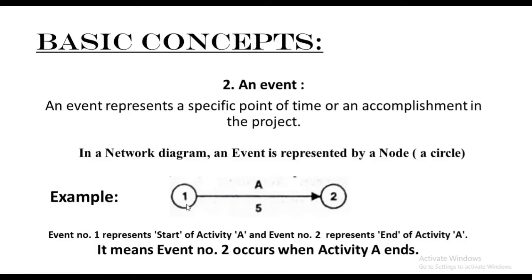event 1, the circle with node 1, represents the start of any activity. In this case, we have been given activity A, and event number 2 represents the end of activity A. So activity A starts from 1 and it ends at 2. Events are represented by a circle. It means that event number 2 will occur only when activity A ends. So an event is always represented by a circle. That's the second basic concept that needs to be understood.